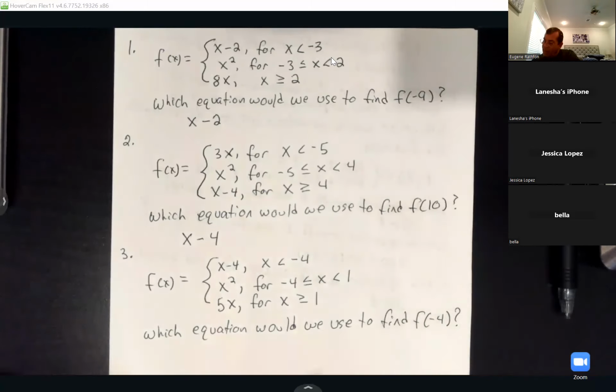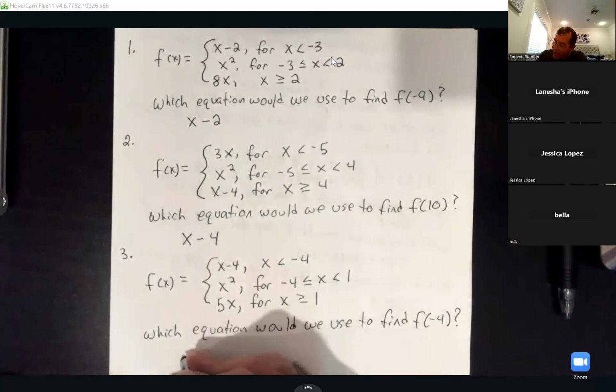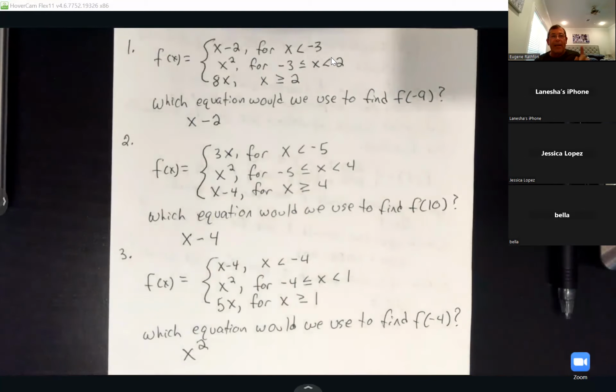Is it the second one? Second one, because see, this one says it has to be less than -4. But y'all right here, it says -4 less than or equal to x. So since -4 is equal to -4, we're going to use that second equation, y'all. Good job. And I would plug it into the x squared equation.